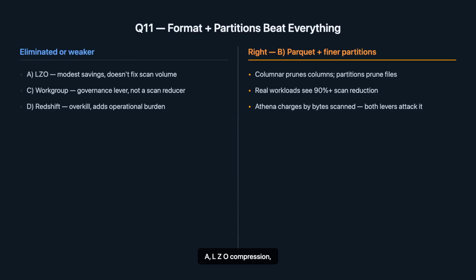A, LZO compression gives modest savings but doesn't reduce the volume of data scanned. C, an Athena workgroup is a governance and cost cap lever, not a scan reducer. D, moving to Redshift is overkill and adds operational burden you don't need. That leaves B, convert to Parquet with date and event type partitions.